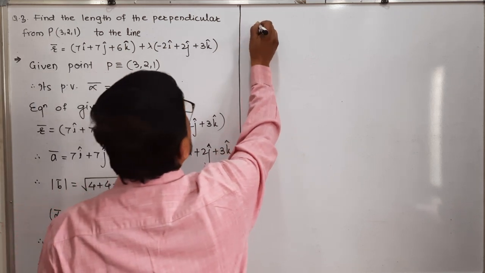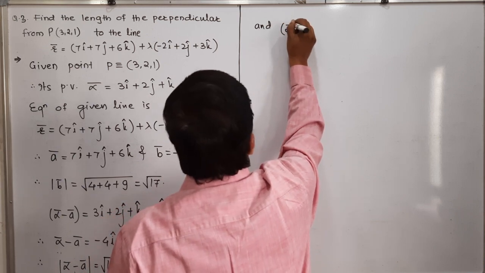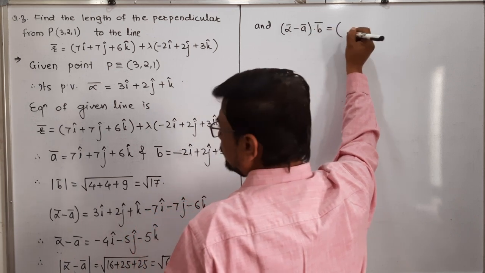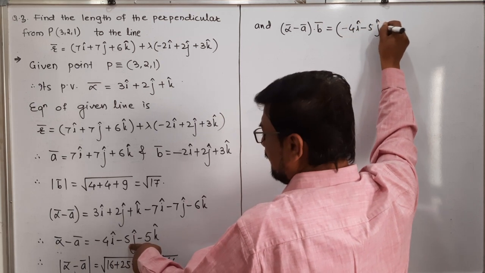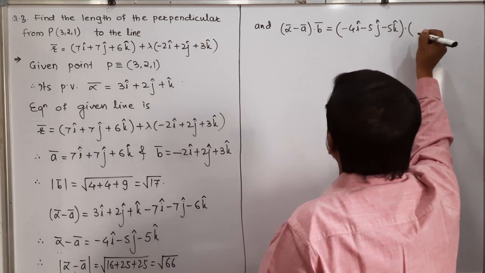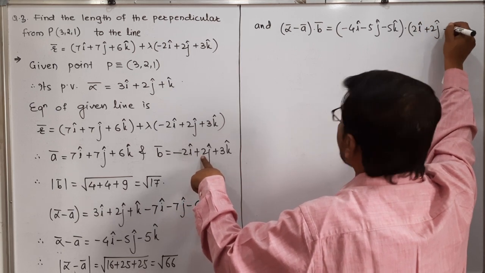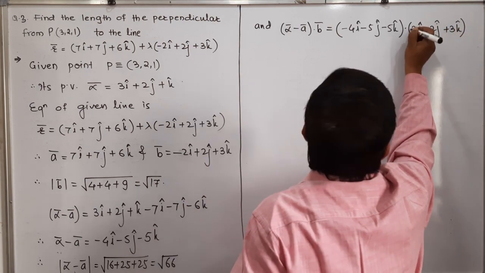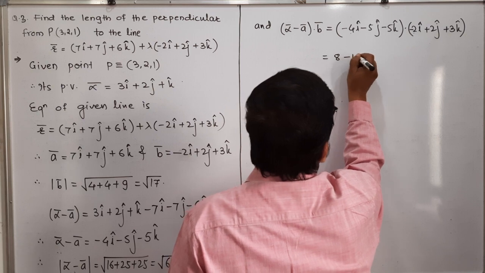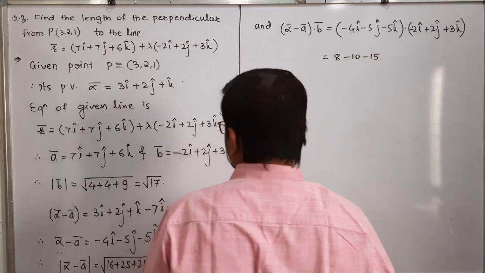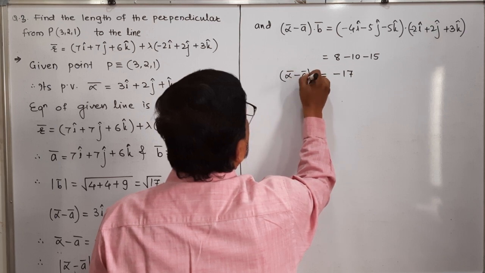And alpha vector minus a vector dot b vector is equal to, alpha minus a is minus 4i cap minus 5j cap minus 5k cap, dot b vector is minus 2i plus 2j plus 3k cap. That is equal to minus 4 into minus 2 is plus 8, minus 10, minus 15. That is nothing but equal to minus 17. It is alpha vector minus a vector dot b vector.